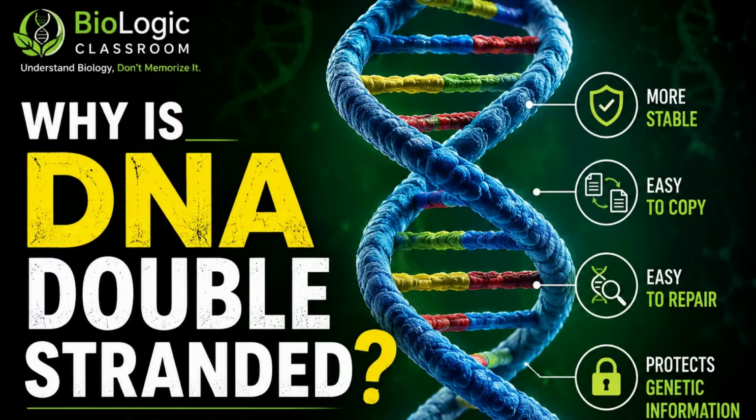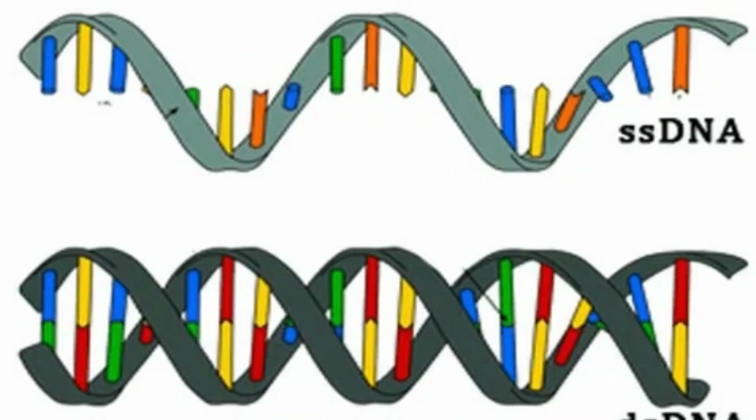Imagine one thing. The DNA is found in single stranded form, right? With single stranded DNA, life is almost impossible. Why? Okay, let's find out. Now see, DNA can be found in single stranded form and in double stranded form.